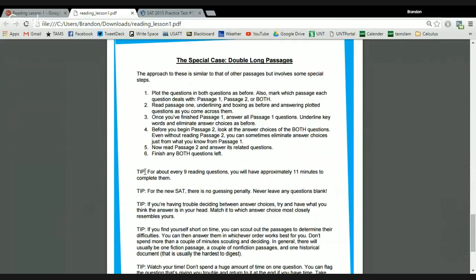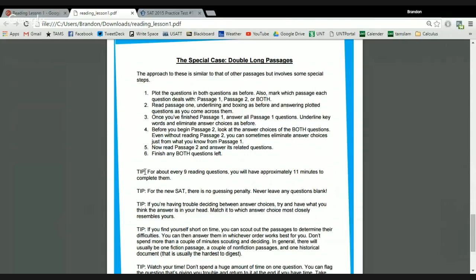We can summarize that now. First of all, you want to plot your questions like always. Second, mark each question with the corresponding passage, 1, 2, or both. Then you want to read passage 1, answer passage 1 questions, look at the both questions, and see what you can cross out or eliminate based on reading passage 1. Then you go to passage 2, read all that, answer them, then go to both questions and answer the rest of those, and you're completed with the double passage.